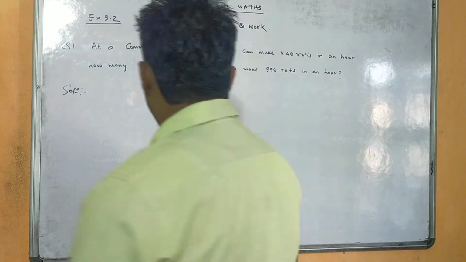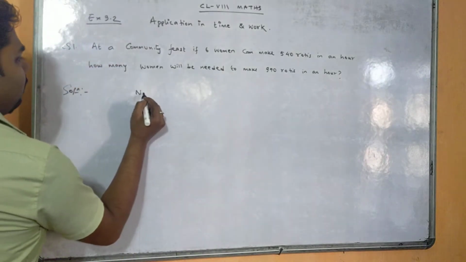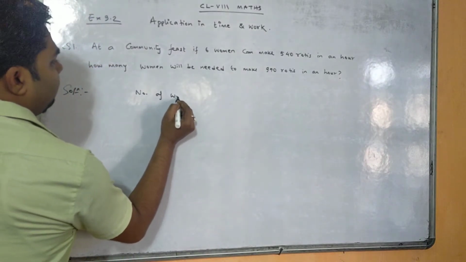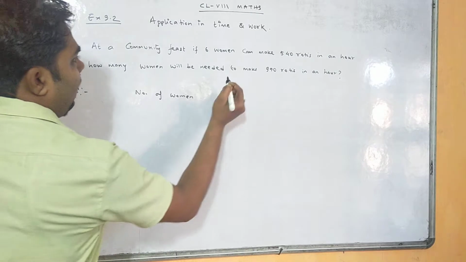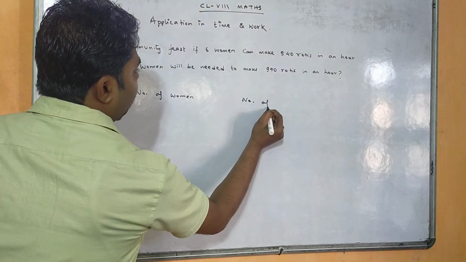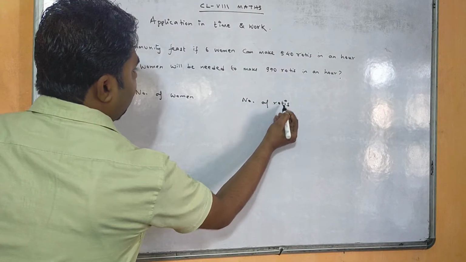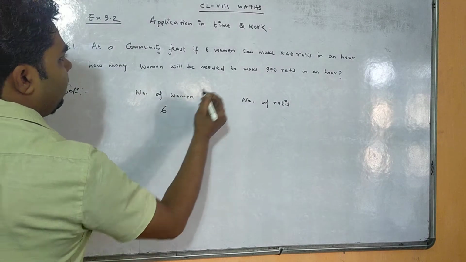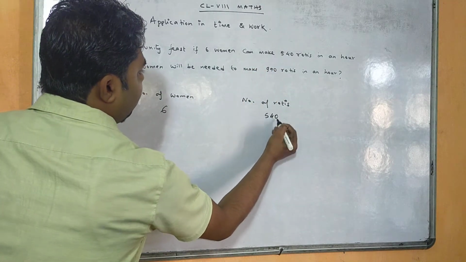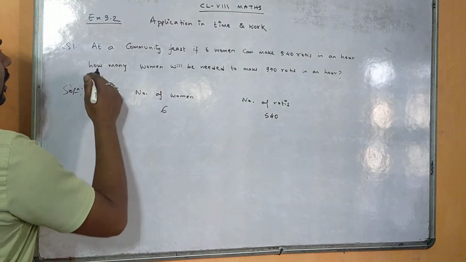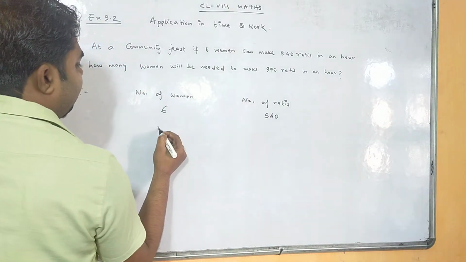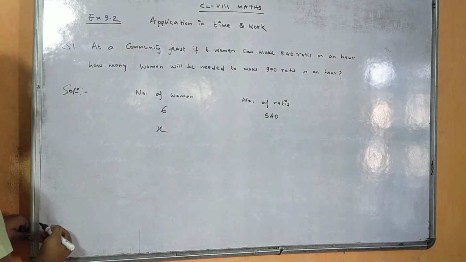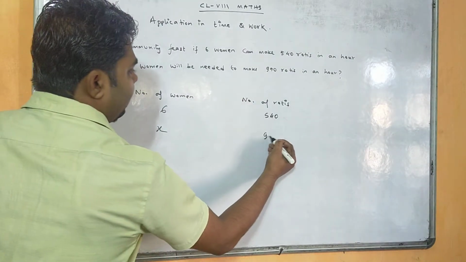Okay, so we'll make here the number of women, and here the number of rotis. Whatever is given in the question I have written into columns. So 6 women can make how much? 540 rotis in an hour. How many women will be needed? Let us consider x women. x number of women will be needed to make 990 rotis.